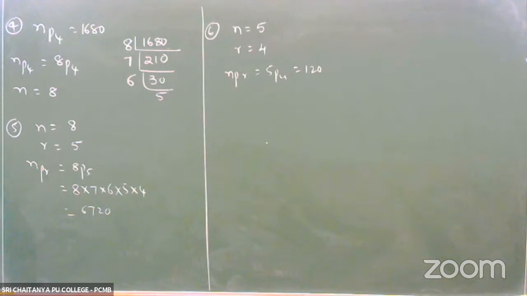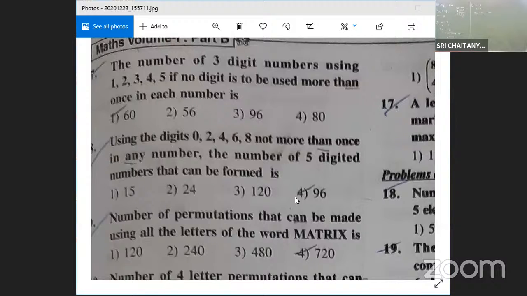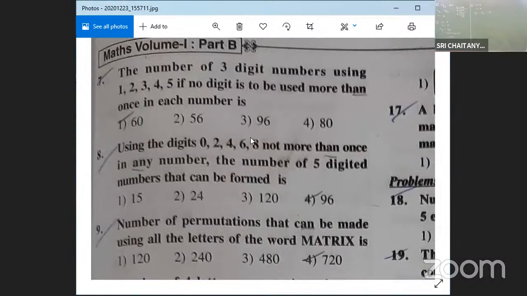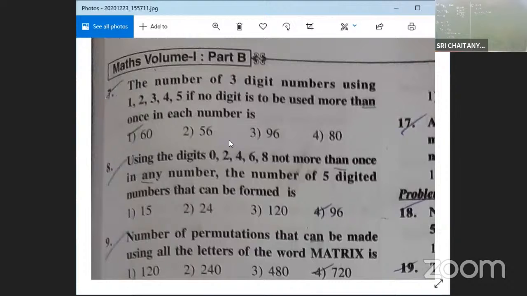Yes. Observe that seventh problem on the screen. The number of 3-digit numbers using 1, 2, 3, 4, 5, if no digit is to be used more than once, means repetition is not allowed.